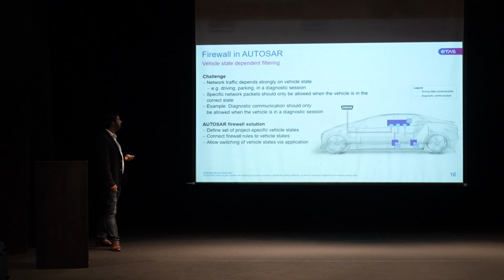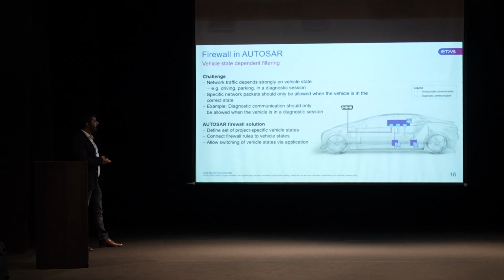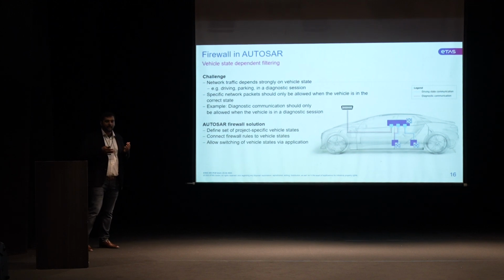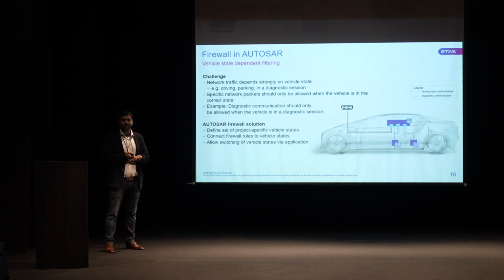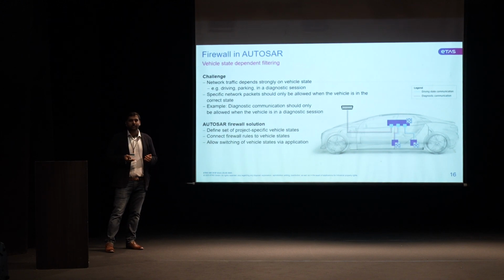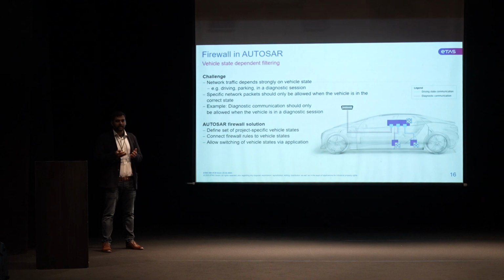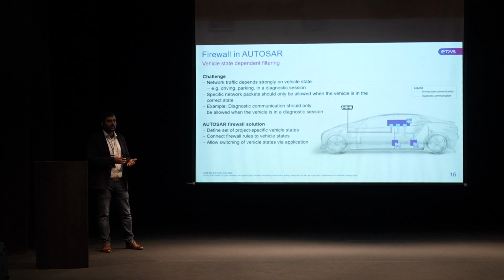Again, coming to vehicle state dependent filtering. The challenge here is that the network traffic highly depends on the vehicle state. It could be diagnostic mode, parking mode, or vehicle running mode. And there are specific network messages which are only allowed in certain states. For example, there is a message which comes to flash an ECU, and you definitely don't want it when your vehicle is driving. So you are able to associate these vehicle states with a firewall rule, and that can also be easily covered by the standardization.